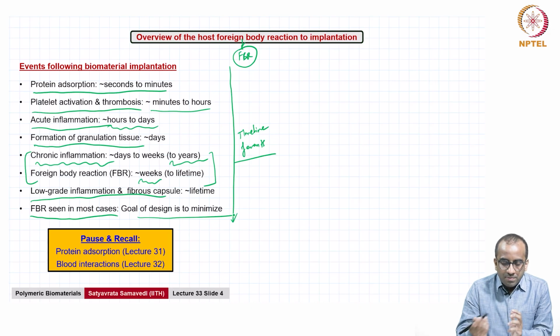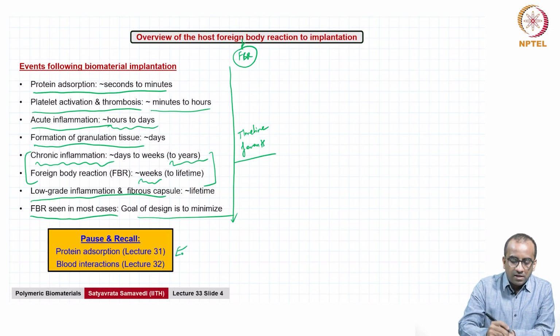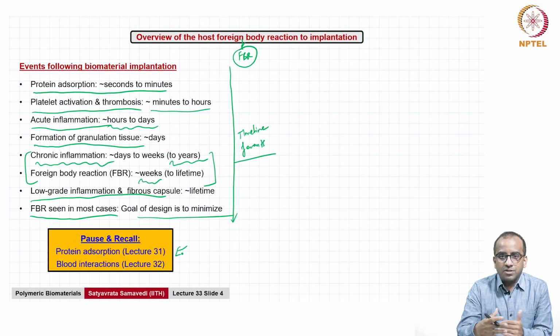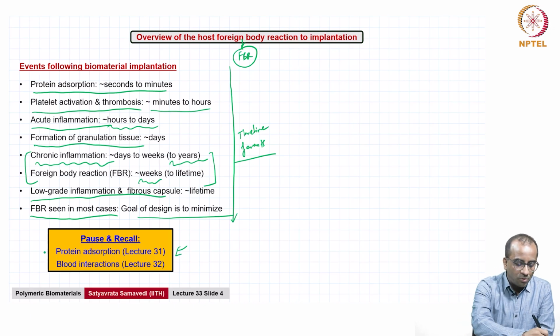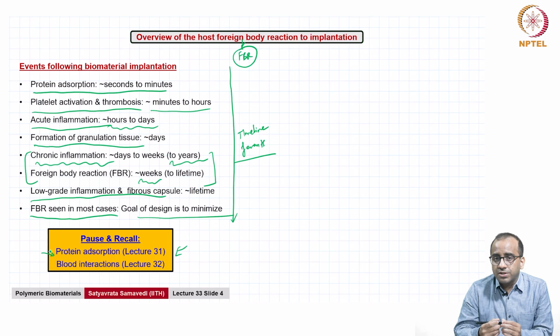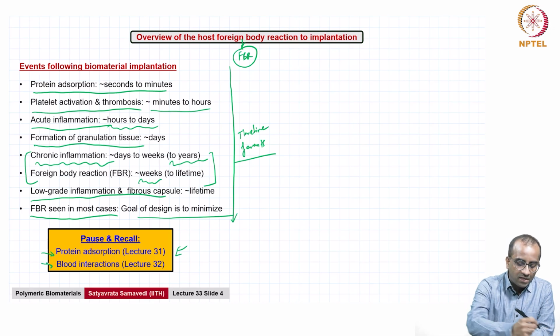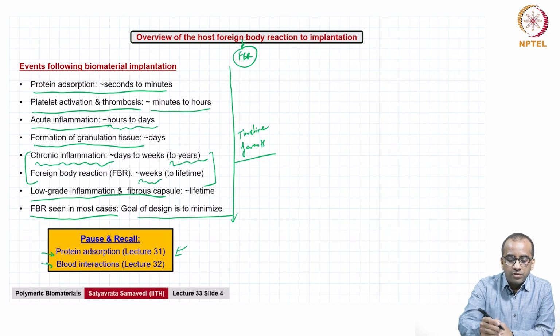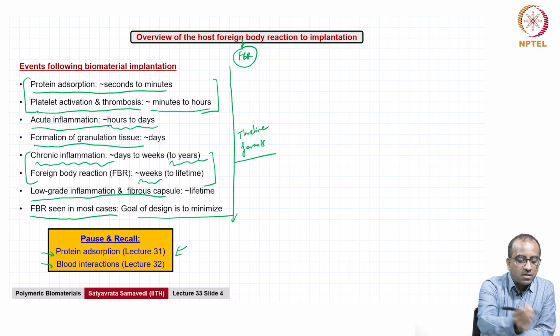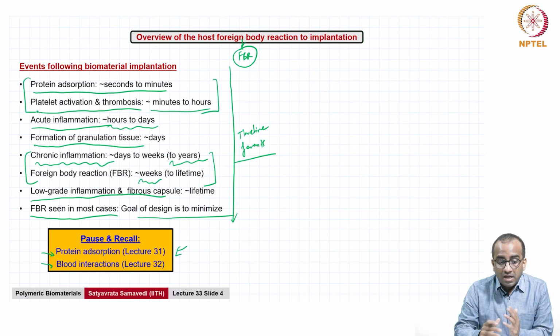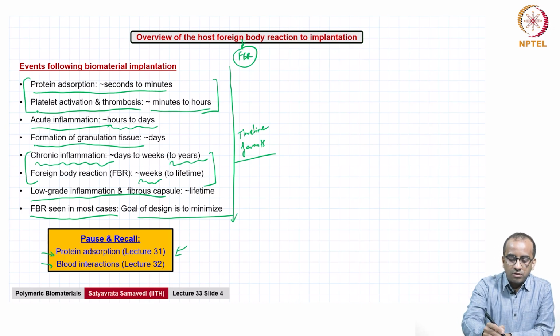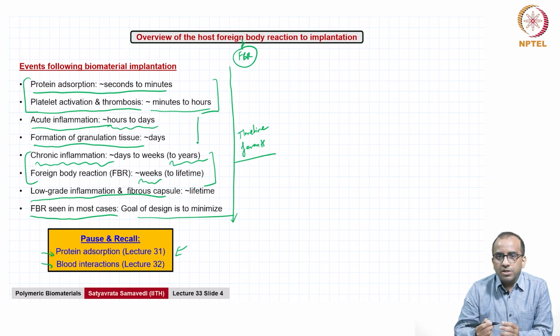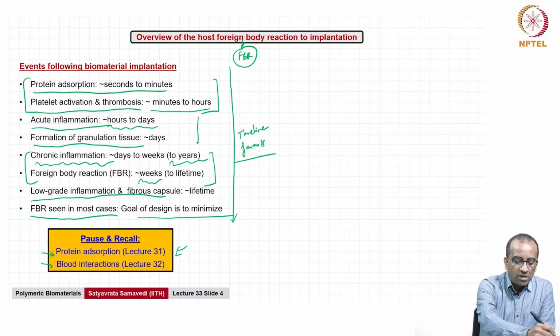And now would be a good time to pause and recall two very critical aspects of this workflow, namely protein adsorption, which we saw in great detail in lecture 31, as well as blood material interactions, which we saw in lecture 32, which constitute these two aspects of the timeline of events following biomaterial implantation. What we are going to focus on in this lecture is looking at acute inflammation, granulation tissue, chronic inflammation, and the foreign body reaction.